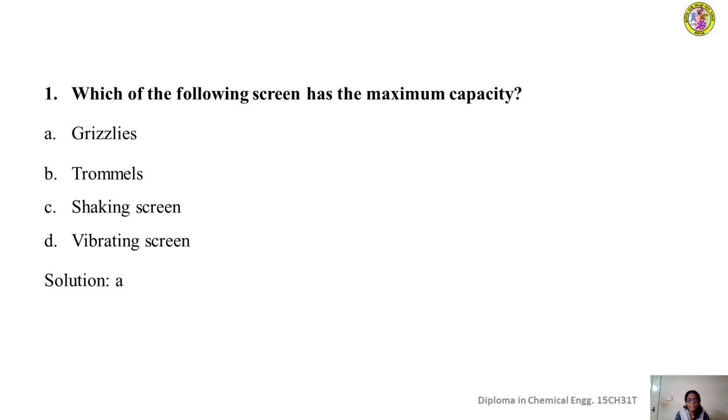Before we end, let us go back through a few MCQs. Which of the following has the maximum capacity? Whether it is Grizzlies, Trommels, shaking screen or vibrating screen. Even though Trommels can be arranged for a very large scale operation, generally Grizzlies are the ones which involve maximum amount of material being screened. So the answer for this question is option A, that is Grizzlies.